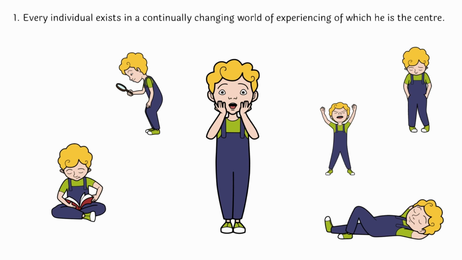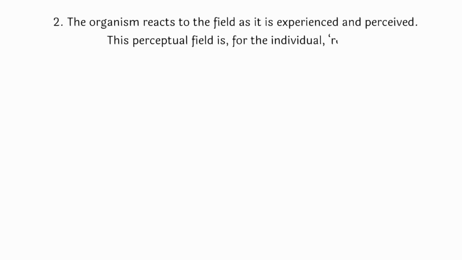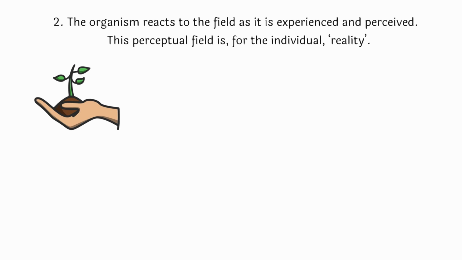Moving on to proposition 2, Rogers states: the organism reacts to the field as it is experienced and perceived. This perceptual field is, for the individual, reality. So there's a couple of things here. When Rogers uses the term organism in the 19 propositions, he's talking about humans, but the reason he uses organism is, if you remember from the actualizing tendency video, a lot of his theory, like the actualizing tendency, will apply to all living things, which he classifies as organisms. But when we're looking at the 19 propositions, it's okay to just read that as people or humans.